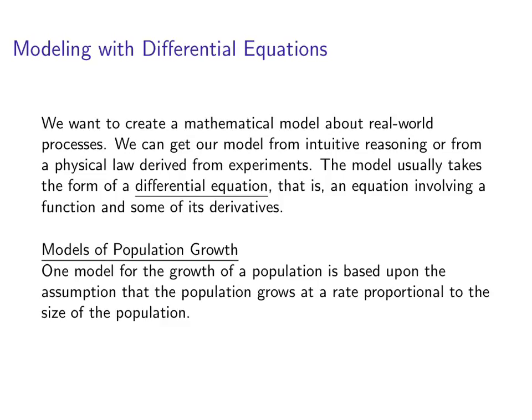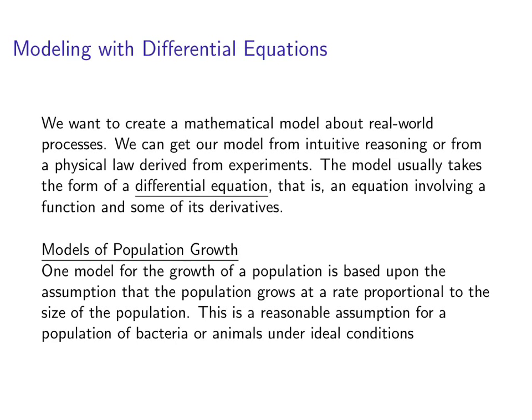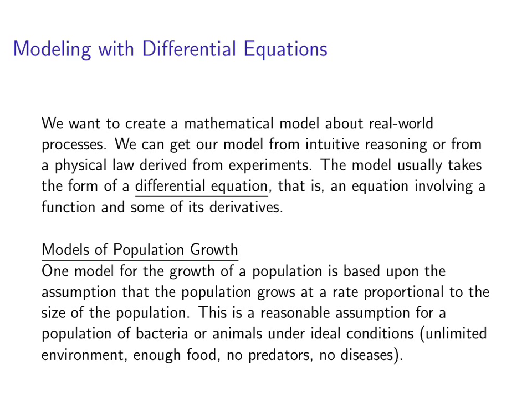So we have models of population growth. One model for the growth of a population is based on this assumption that the population will grow at a rate proportional to the size of the population. That's actually a pretty reasonable assumption when you have things like bacteria or animals, but you need to have ideal conditions. There needs to be an unlimited environment for the population to grow, plenty of food, no predators or diseases that will eliminate these creatures.